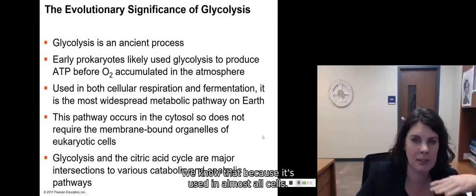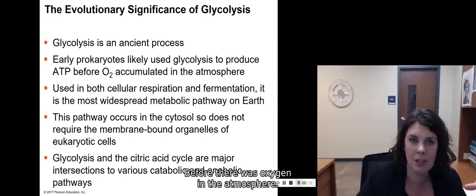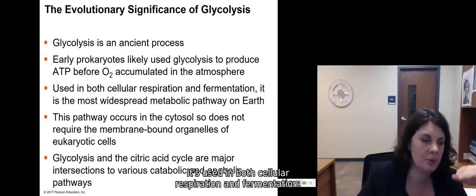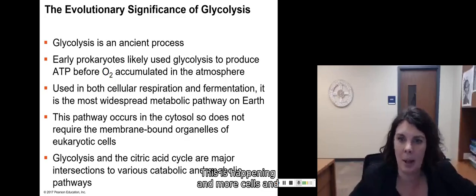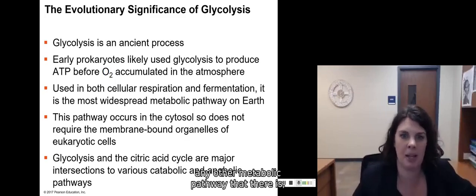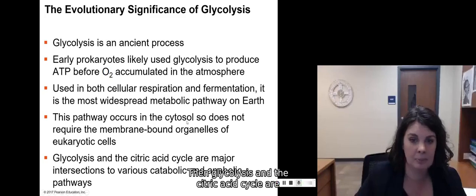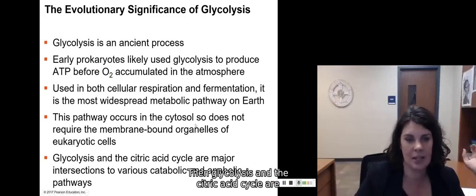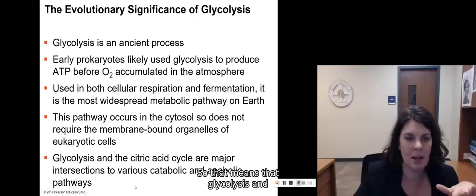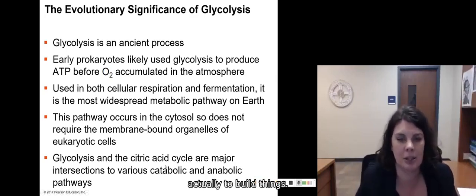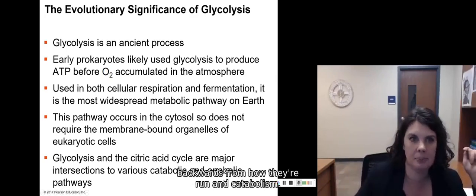Glycolysis is very ancient. We know that because it's used in almost all cells. Early prokaryotes were probably using glycolysis before there was oxygen in the atmosphere. It's used in both cellular respiration and fermentation. It's the most widespread metabolic pathway on Earth. So this is happening in more cells than any other metabolic pathway that there is. It occurs in the cytosol, so it doesn't require any membranes. And then glycolysis and the citric acid cycle are major intersections to various catabolic and anabolic pathways. So that means that glycolysis and the citric acid cycle can be used actually to build things through anabolism by making them run backwards from how they run in catabolism.